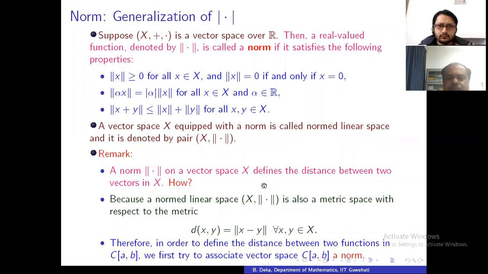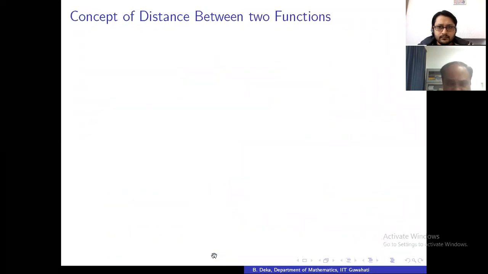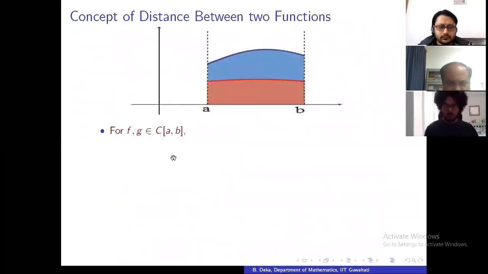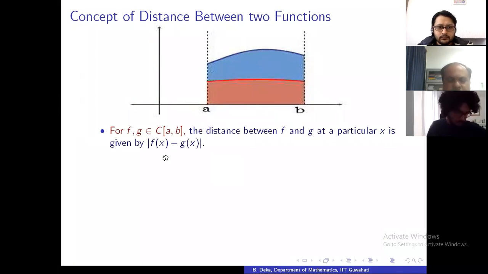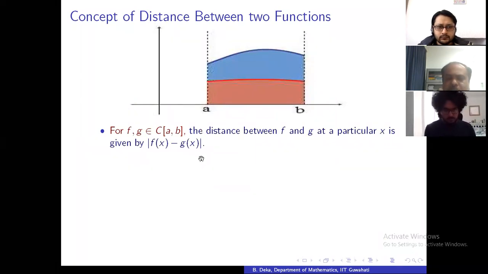This idea one can use to define the distance between two continuous functions. In order to define the distance between two continuous functions, what do you need? You need a norm. Through that norm, you can define the distance between two functions. So now, just see two continuous functions f and g, where f is given by this one, and g is given by the red curve. The distance you can measure by mod of f of x minus g of x for a particular x.